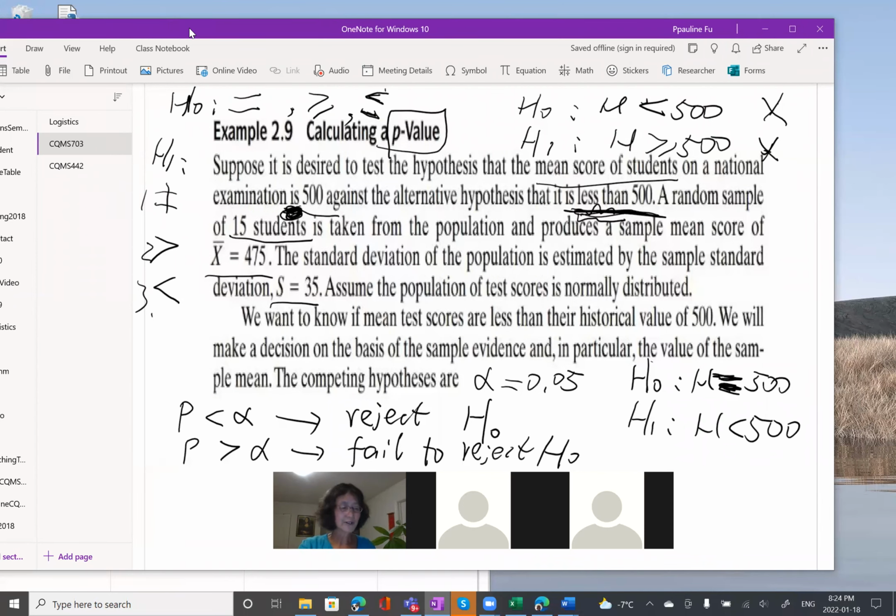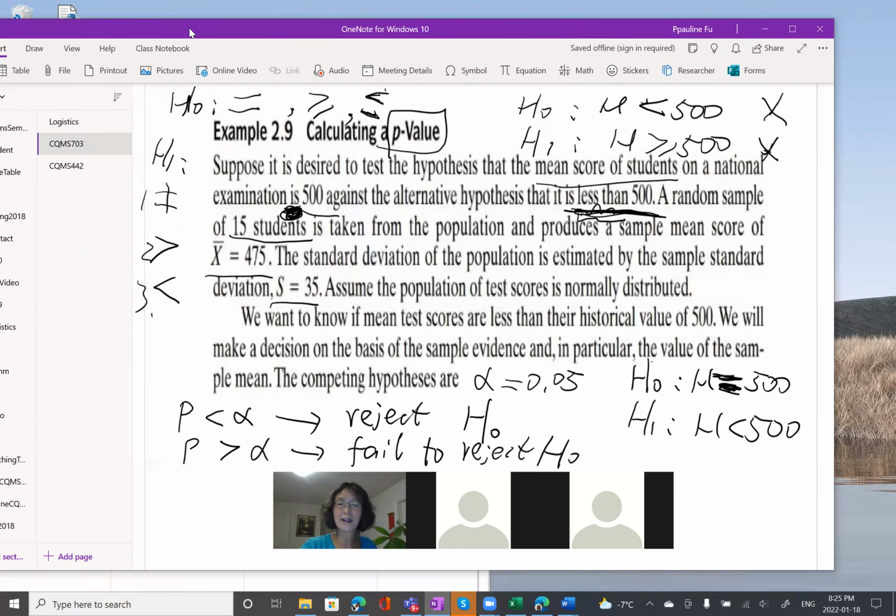So our task: H0 and H1, one of them is correct. We want to know whether H0 is correct or H1 is correct. How do we know? We use the p-value method to calculate the p-value. And to calculate the p-value, you need a test statistic. Okay. So a test statistic is just a formula.